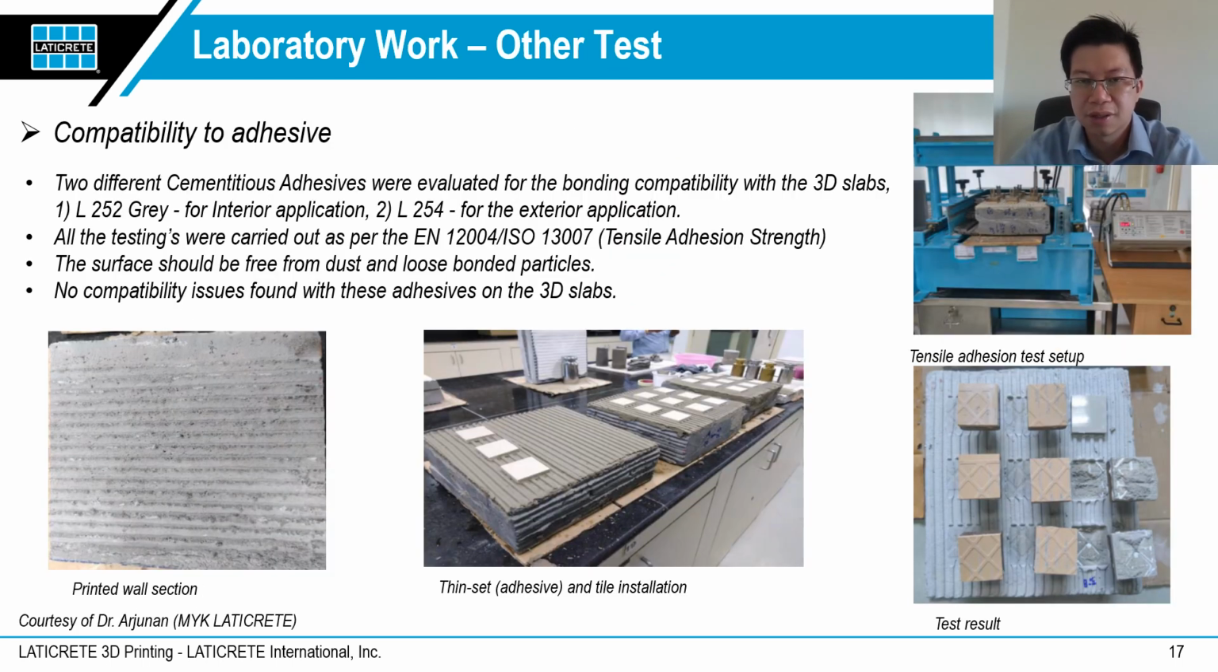Moreover, we also tested a section of our printed structures for its compatibility to adhesive, considering that when we print walls, we would like to apply some finishing surface or even install some tiles on the printed walls. So two different cementitious adhesives were evaluated for the bonding compatibility with the 3D slabs. The test results indicate that the bonding between the printed slab and the adhesive meets the requirement for tensile adhesion, following the EN standard specification. None of the failures occurred at the interlayer of the slab and the adhesive, as can be seen in this picture here.